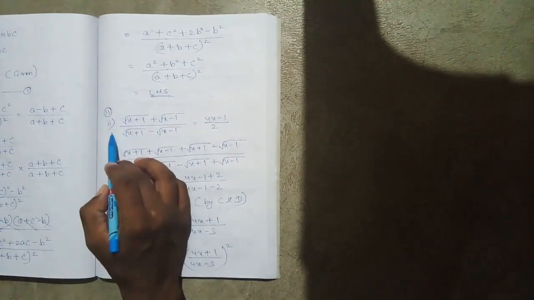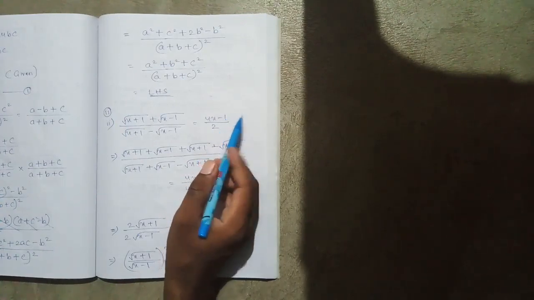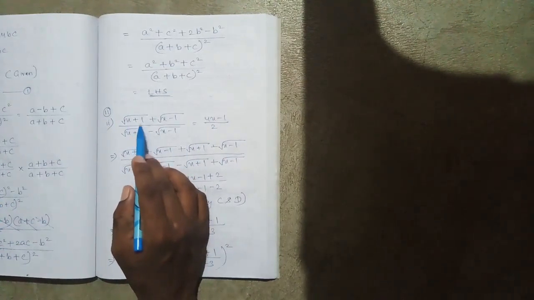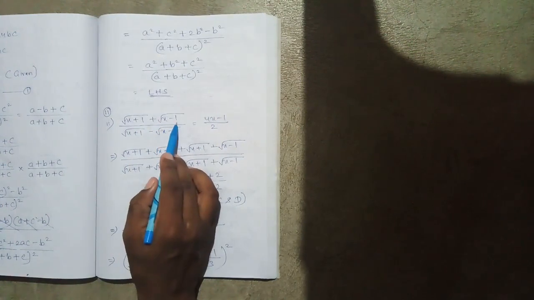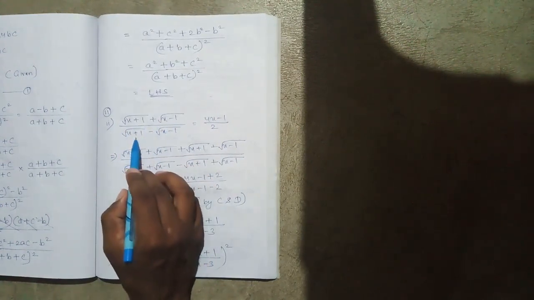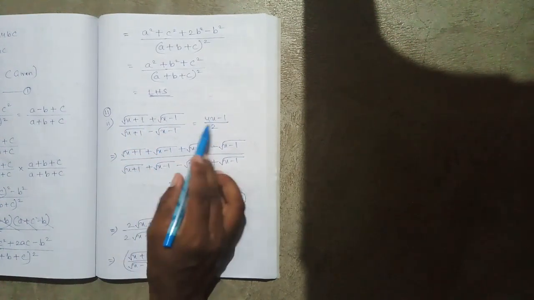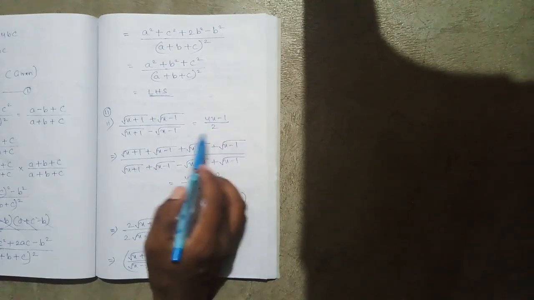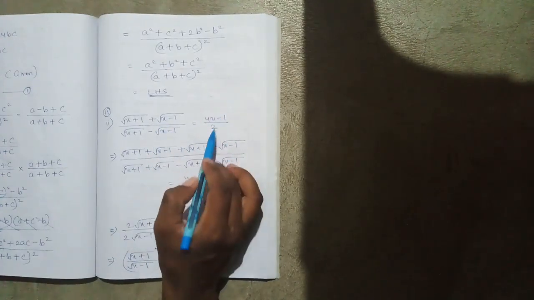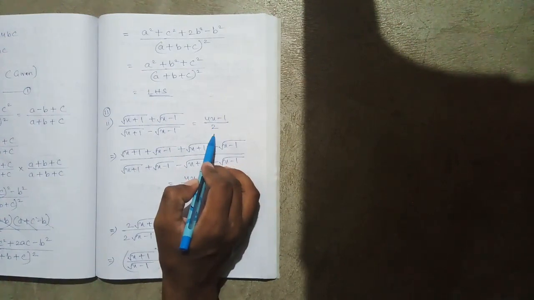Number 11, second bit. Okay, solve for x. It is given (root of x plus 1 plus root of x minus 1) by (root of x plus 1 minus root of x minus 1) is equal to (4x minus 1) by 2. It is in the form of a by b equals c by d. So use componendo and dividendo.